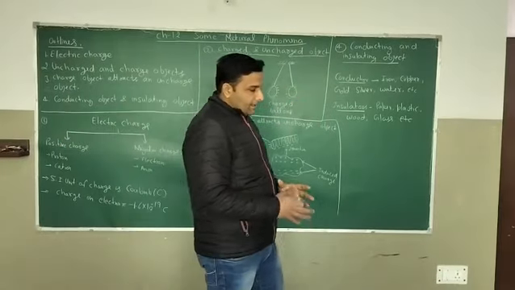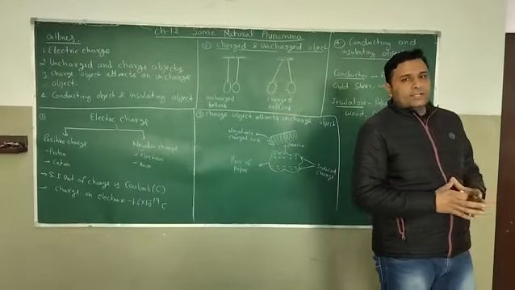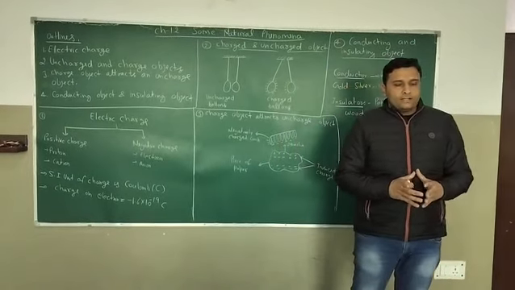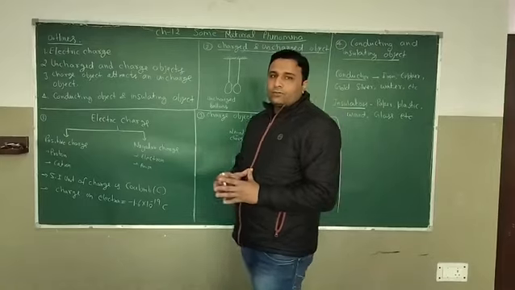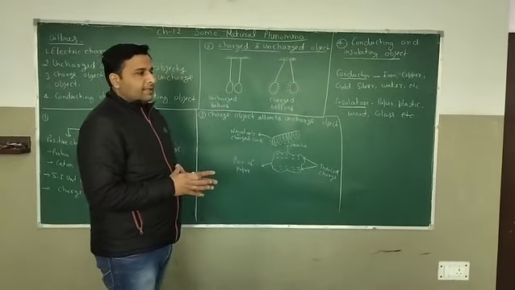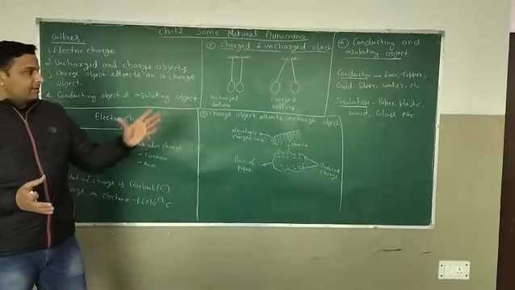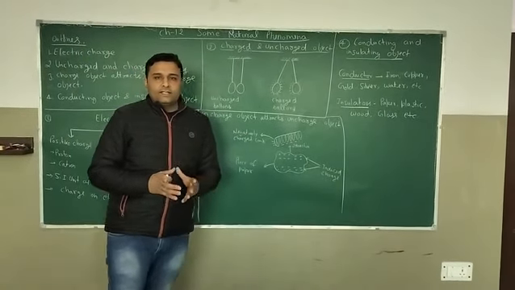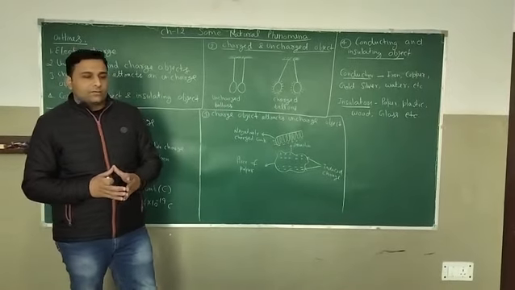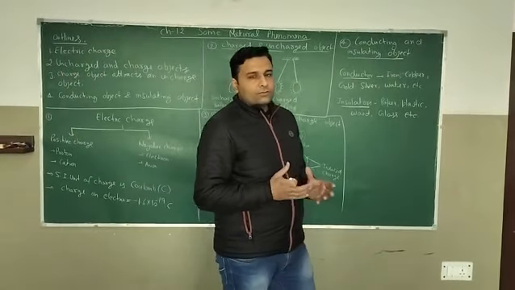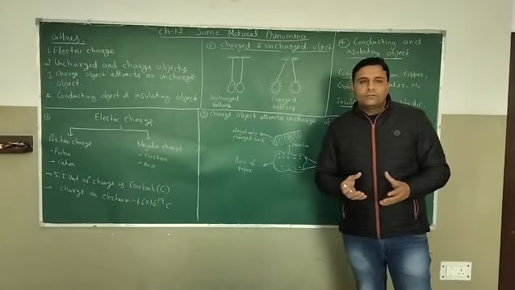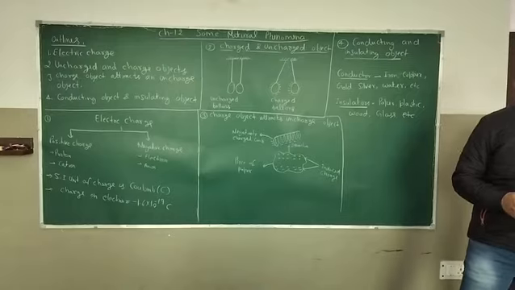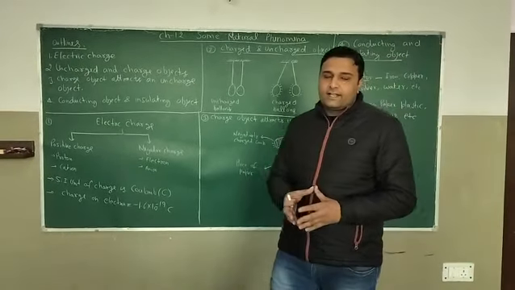And the 4th point, conducting and insulating object. In this chapter we will discuss electrical conductors and electrical insulators. The material which allows electric charge to flow in a body is known as an electrical conductor. Similarly, an insulator is an object that does not allow electricity to flow, known as an electrical insulator. Conductors are such as copper, gold, silver, aluminium, water. Insulators are such as wood, paper, plastic, glass and so on.